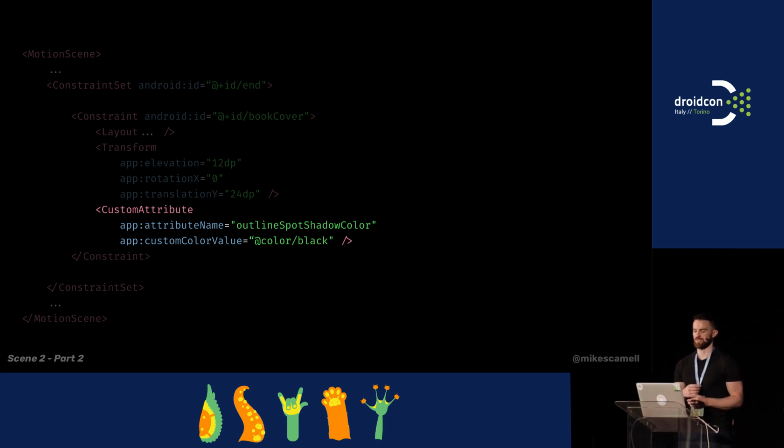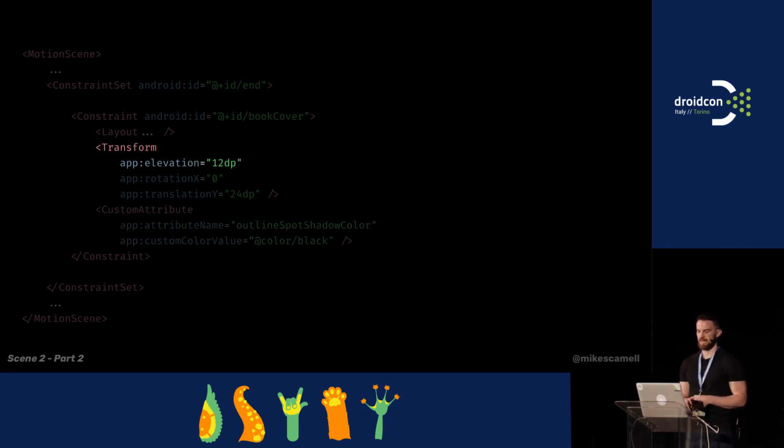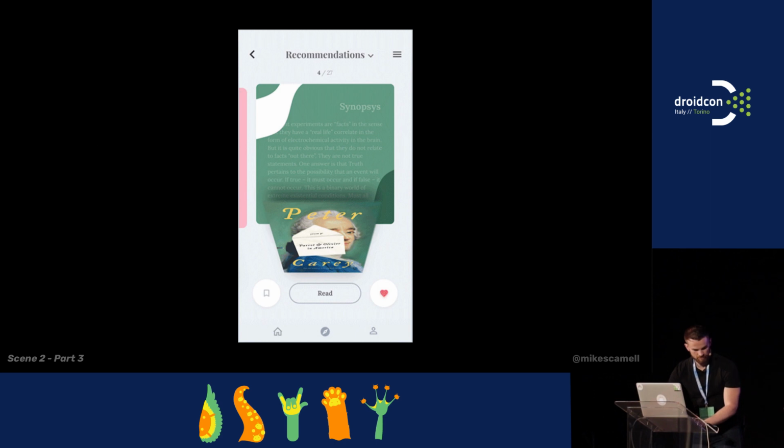This is our end constraint set. We set the book cover outline spot shadow color back to black so that we can then see the shadow at the end of the transition. And we can increase the elevation to 12 dp so that the book cover sits on top of the header. So let's have a look at part 2 for our scene. There we go, you see the book cover animating in nicely over the top.